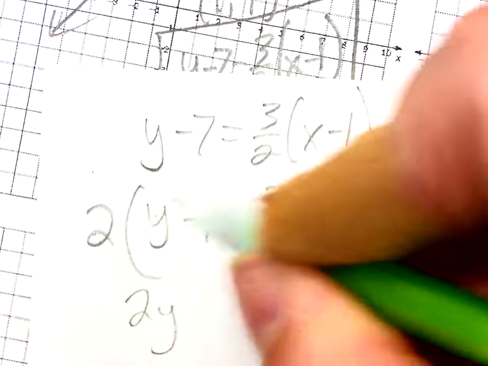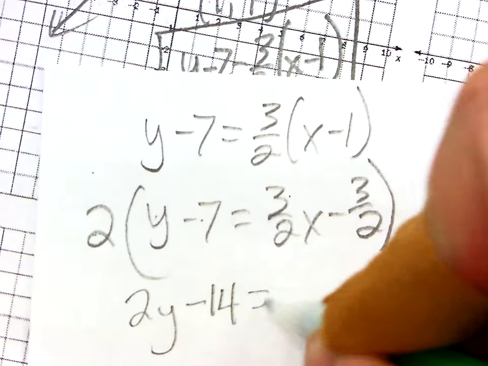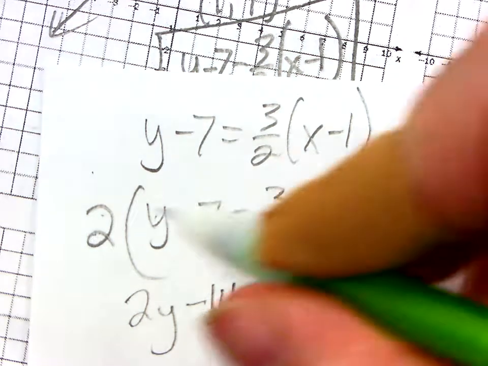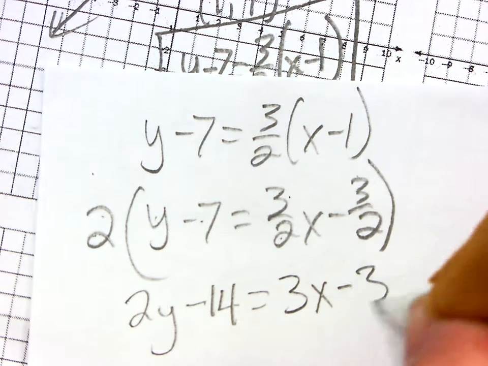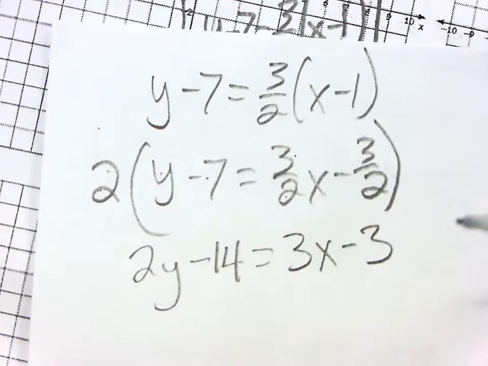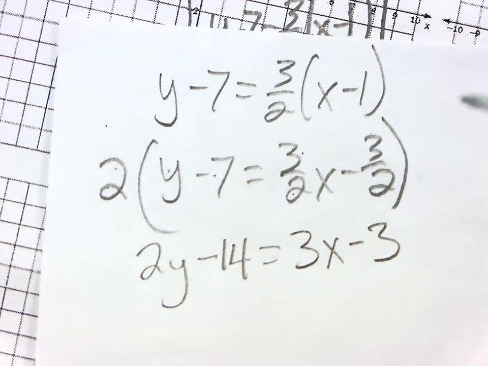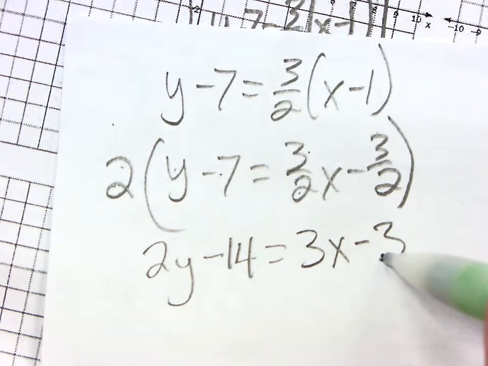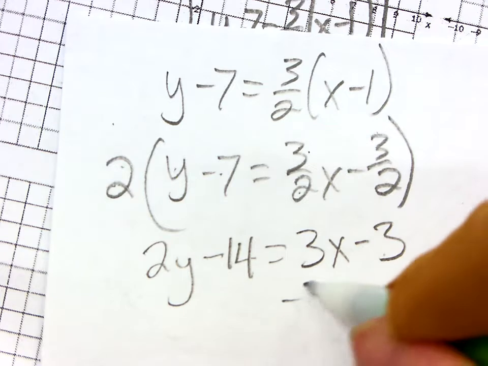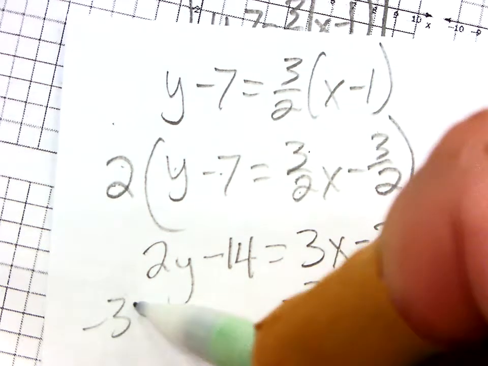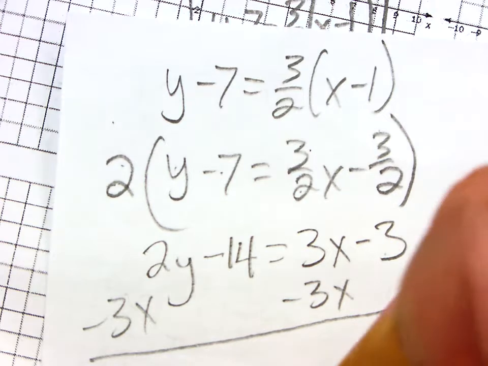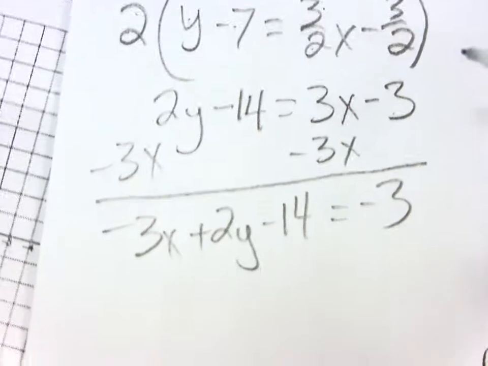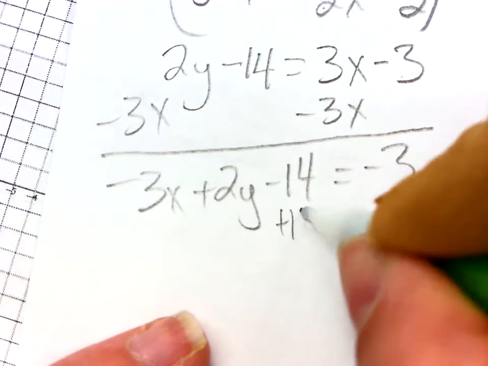2 times y is 2y. 2 times negative 7 is negative 14. Remember what you do here: divide down, multiply up. That's just 3x minus 3. And if I'm trying to get into standard form, all I have to do is have x and y together on the left, and I want my loose numbers over here on the right. So I'll subtract the 3x over, and then I'll add the 14.